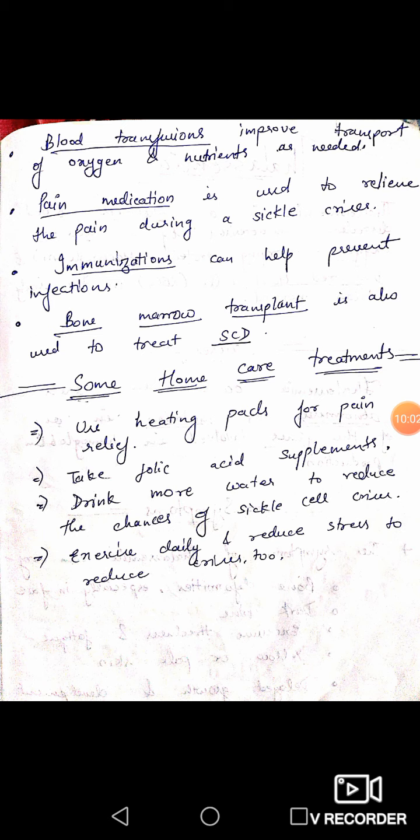Now some home care treatments, the treatments we can do at home. First, use heating pads for pain relief. Next, take folic acid supplements. We can consume foods or supplements that contain folic acid. We should drink more water, which reduces the chance of sickle cell crisis. We should exercise daily and reduce stress to reduce sickle crisis too.